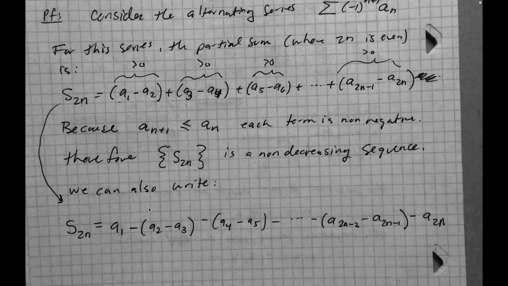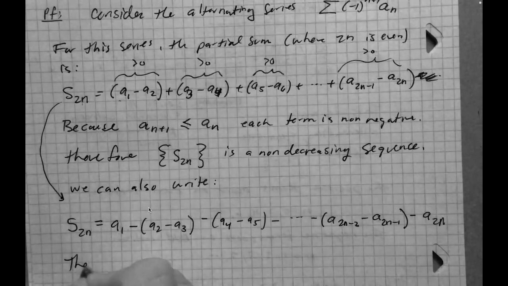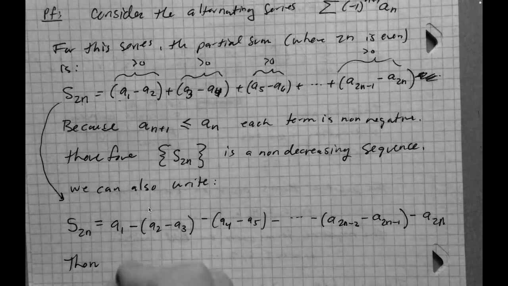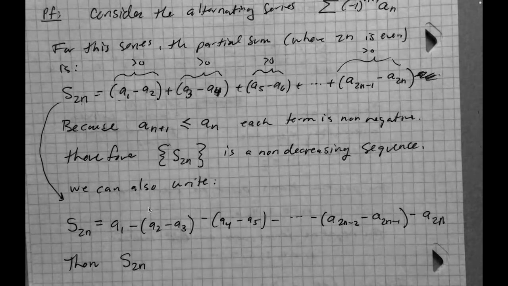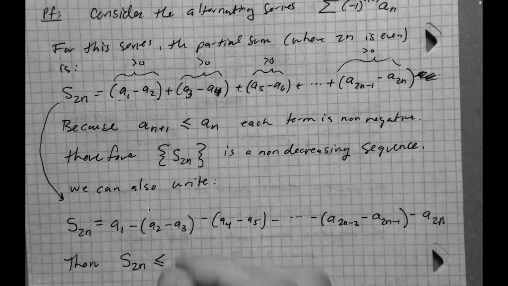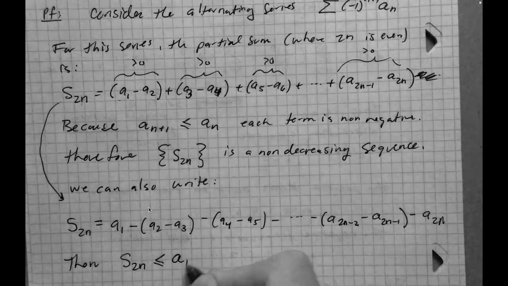Okay, and so what does this mean? What can we infer from this? What this implies is that S of 2n is going to be less than or equal to the value of a1.